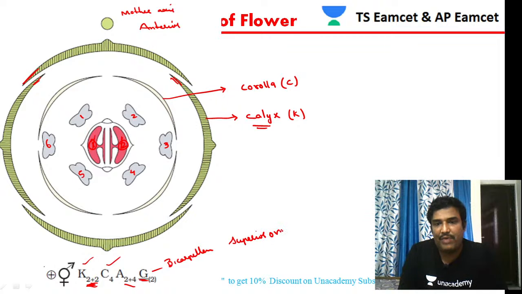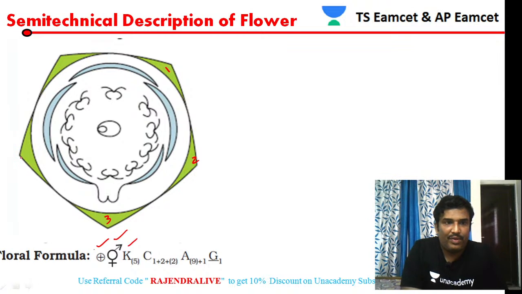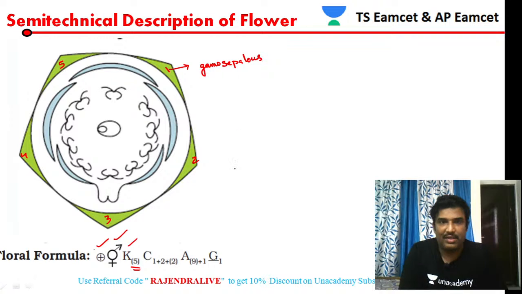Like this, we have to identify the given flower in the examination. Here is another diagram, showing the Fabaceae members. This plus symbol indicates that the symmetry is actinomorphic, and it is bisexual. K represents calyx. How many calyx are there? 5, and they are fused, so they are kept in a bracket. Such a condition is called gamosepalous. All are fused.